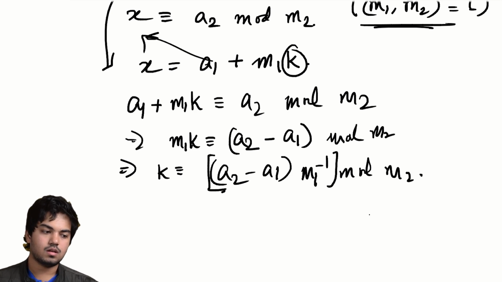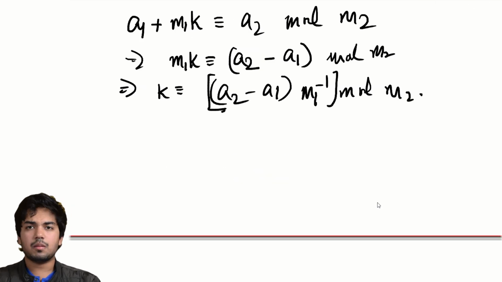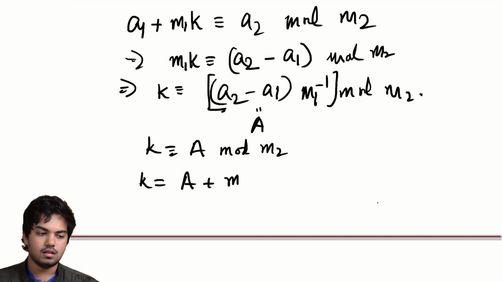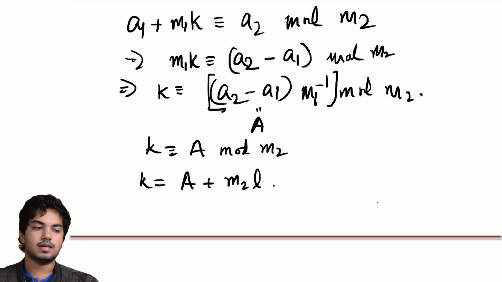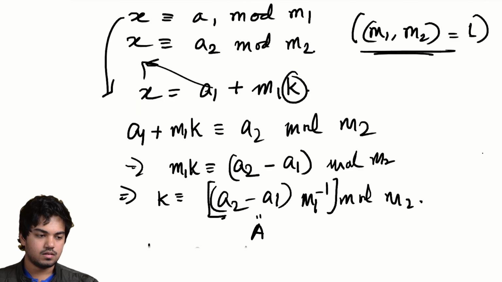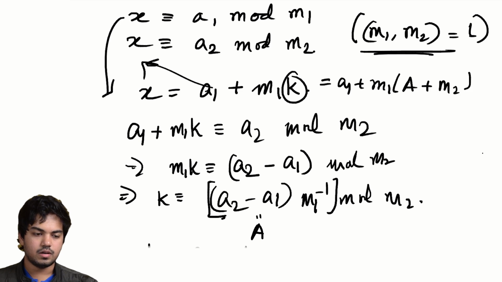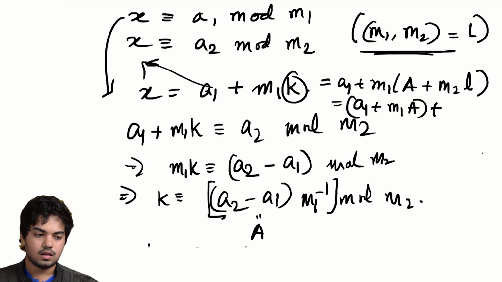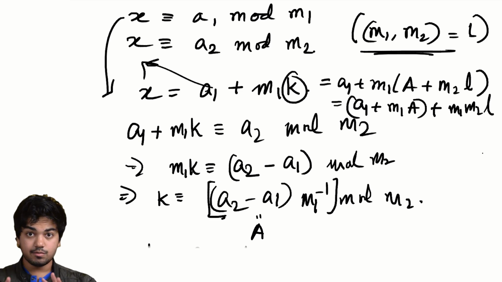This is some number. If I call it a, some proper residue mod m2, then k is congruent to a mod m2. Which I can write succinctly as k is equal to a plus m2l for some integer l. Plug that back in. This is a1 plus m1 into a plus m2 into l, which is a1 plus m1a plus m1m2l.